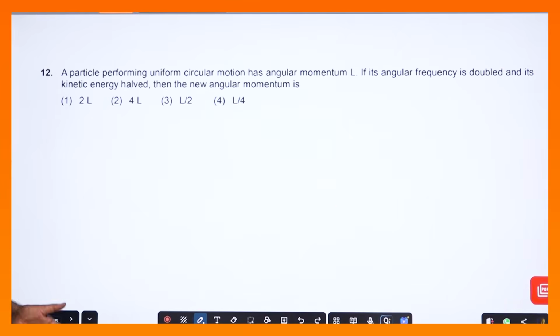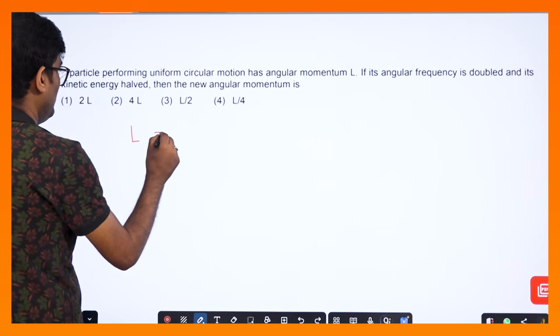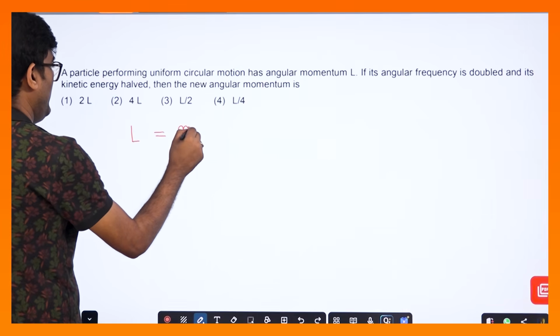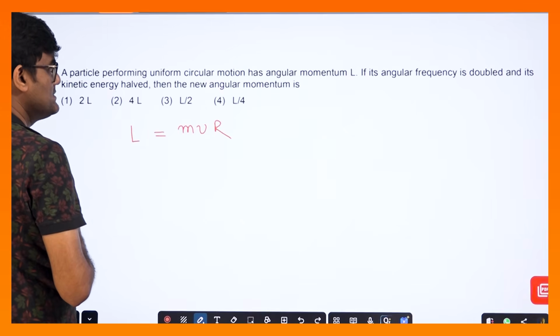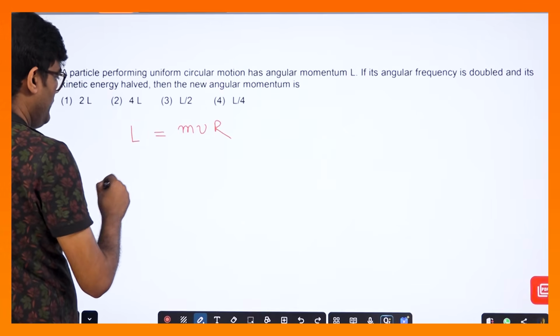A particle performing uniform circular motion with angular momentum L. If the angular frequency is double and kinetic energy is halved, what is the new angular momentum? I know that angular momentum is equal to mvr. Now it says that angular frequency is made double, right?